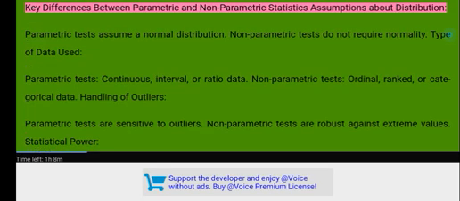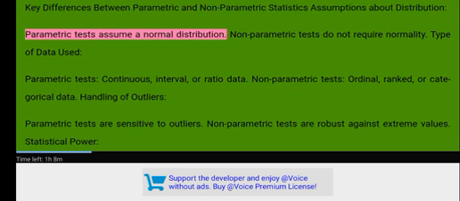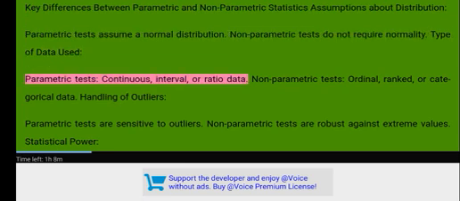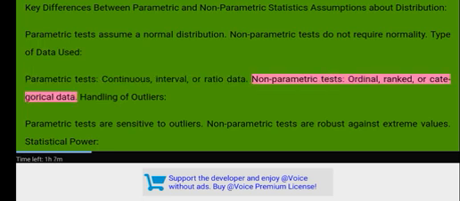Key differences between parametric and non-parametric statistics. Assumptions about distribution. Parametric tests assume a normal distribution. Non-parametric tests do not require normality. Type of data used. Parametric tests: continuous, interval, or ratio data. Non-parametric tests: ordinal, ranked, or categorical data.